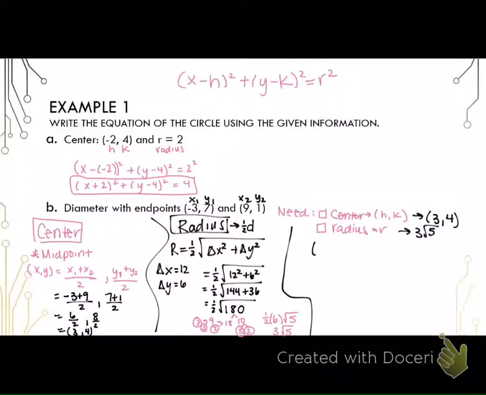So we do x minus h squared plus y minus k squared equals r squared for the equation. So opposite of a positive 3 goes in as a negative 3. Opposite of a positive 4 is a negative 4. And then we have 3 root 5 squared.